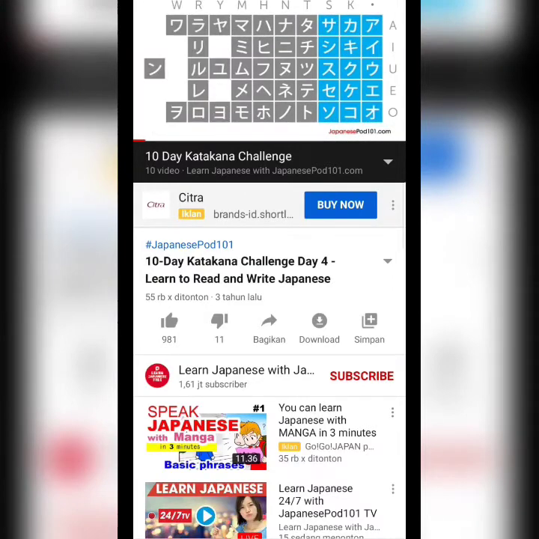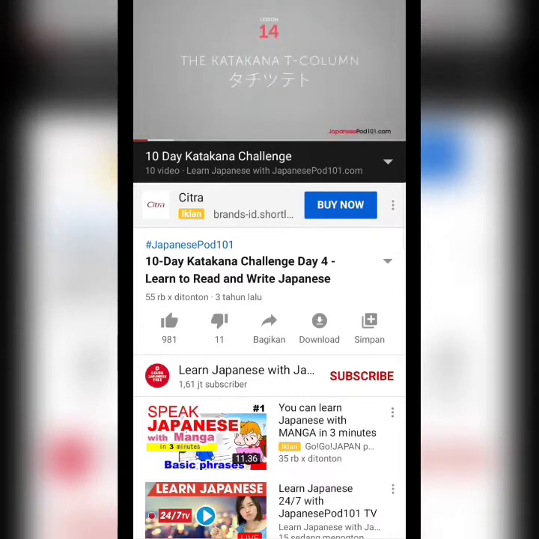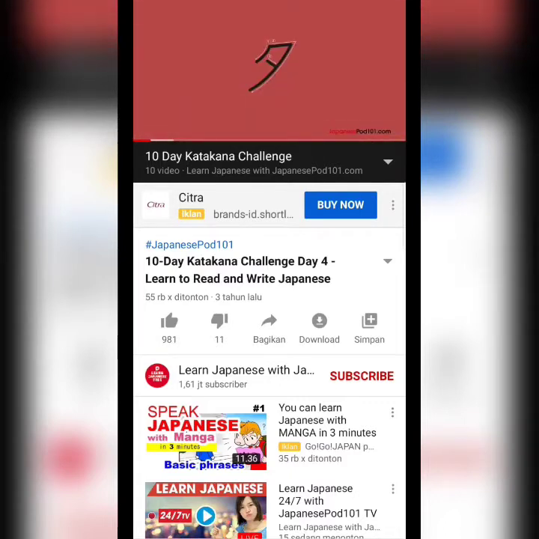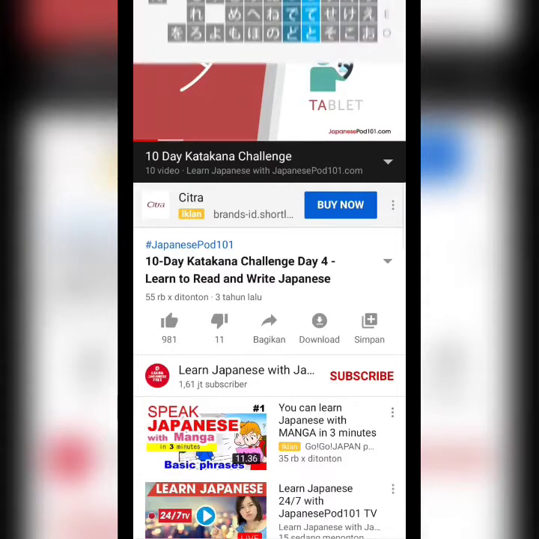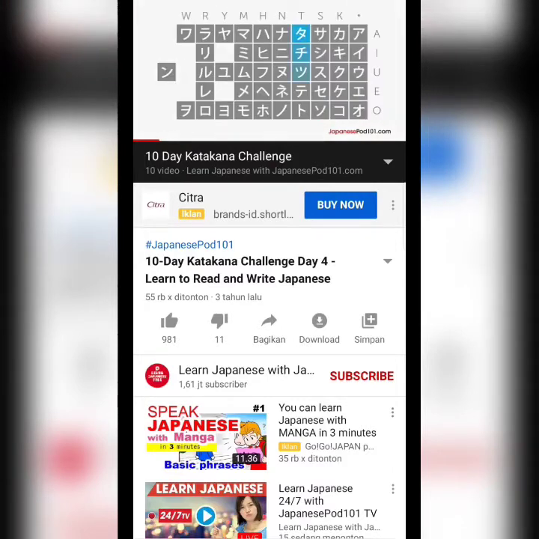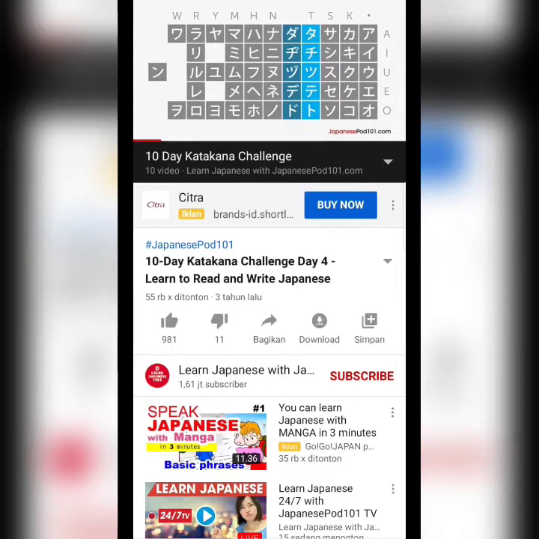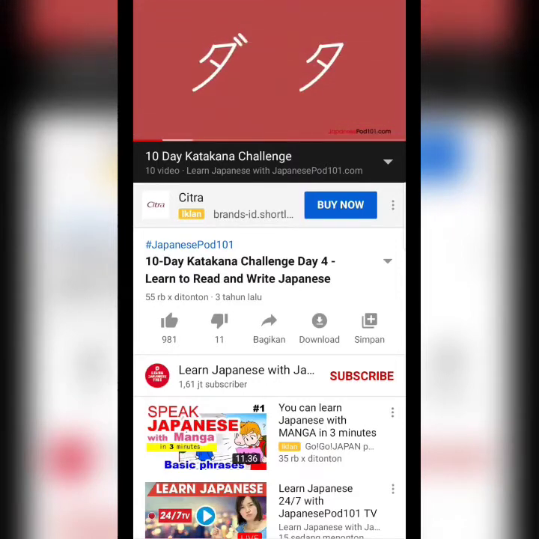You've learned these 15 katakana characters from the previous lessons. In this lesson, you learned the 5 katakana characters under the T column. The first katakana character for this lesson is ta. Think of it as a person holding a tablet. Just like their hiragana counterparts, all of the katakana in this column can be altered by a dakten as well. Ta with the dakten is da.